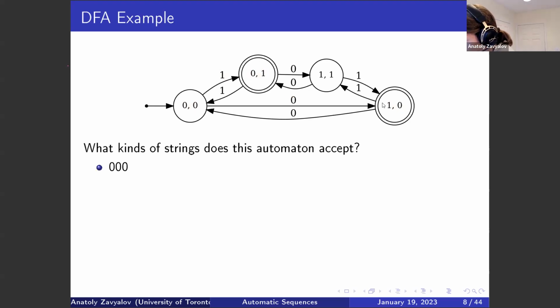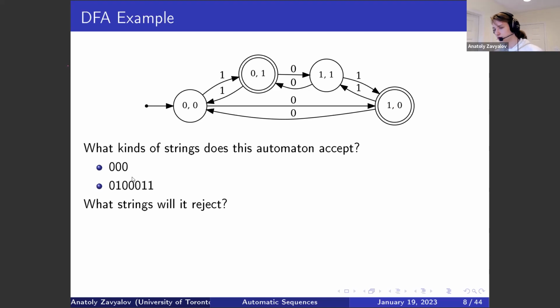We put in 0, that goes to this state, another 0 goes back to the initial state, and another 0 ends us at an accepting state. So 0, 0, 0 is accepted. Something like 0, 1, 0, 0, 0, 1, 1 is also accepted if we just follow the edges again. So 0, 1, 0, 0, 0, 1, 1 will end us at this state, which is accepting.